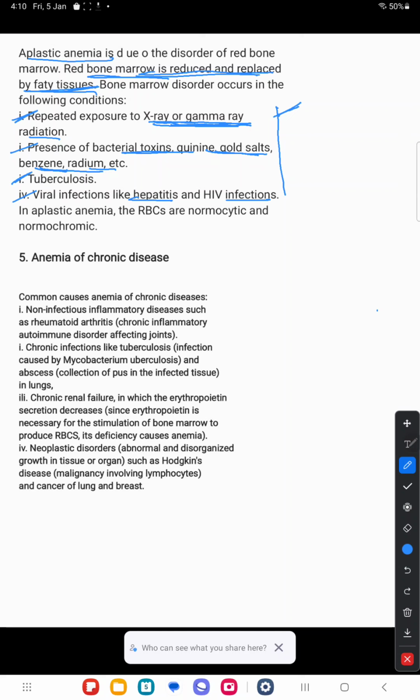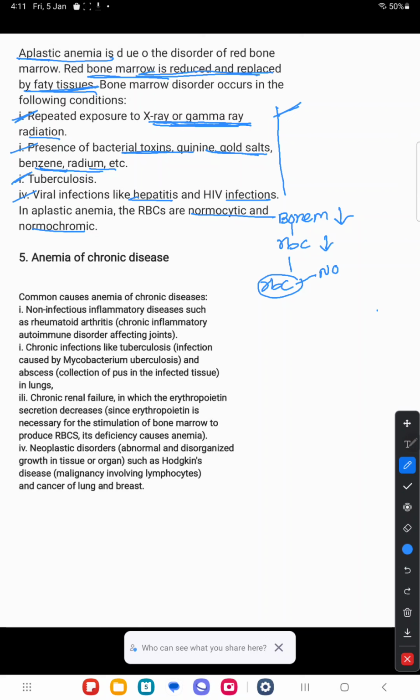In aplastic anemia, the RBCs are normocytic and normochromic. We have to understand that in aplastic anemia, bone marrow is reduced, right? Then the RBC production is decreased, but the produced RBCs are normal. There is no problem in the RBCs. The problem is in the production of the RBCs in the bone marrow. The bone marrow has a problem. So there will be decreased production of RBCs, but the produced RBCs are healthy. They are normochromic and normocytic. But production of RBCs is decreased.